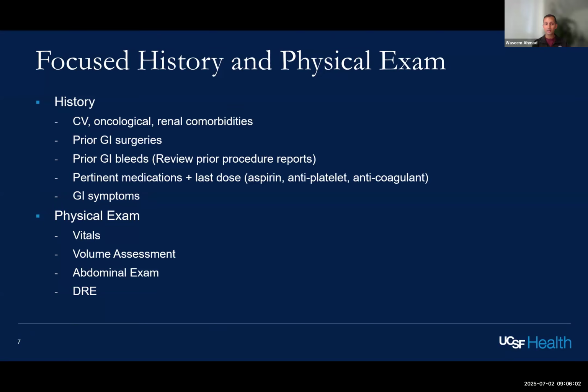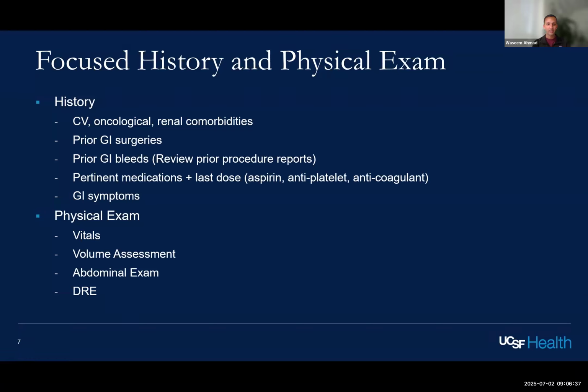So in terms of history, the things that you want to get from either the team that's calling you or a quick review on Epic include a lot of the things that Colin had brought up for upper GI bleeding. So in terms of medical history, cardiovascular history, oncology history, renal comorbidities are all very important. If someone has decompensated heart failure, or say they just had an NSTEMI and now had drug-eluting stents placed, that's very important for us to know because that may impact what we can or can't do from a scoping standpoint.